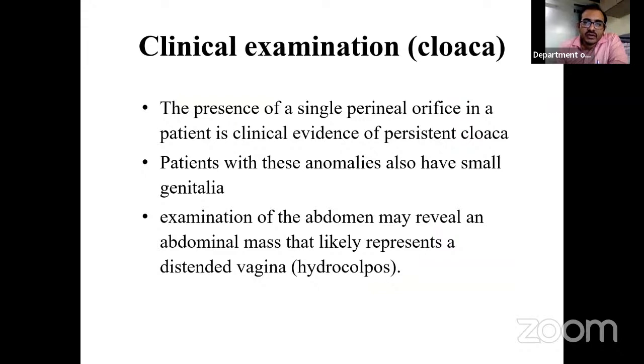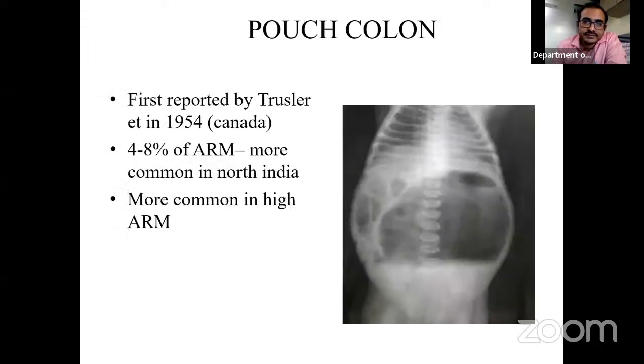The presence of a single perineal orifice in a patient is clinical evidence of persistent cloaca. Cloaca is a normal thing in the embryo for some time, and it is normally seen in a few birds also. But persistence of cloaca is abnormal for humans. Patients with these anomalies also have small genitalia. Examination of the abdomen may reveal an abdominal mass that likely represents a distended vagina, that is hydrocolpos. As urine may drain into the vagina and cause distension, this patient will have hydrocolpos, which can be palpated on per abdominal examination.